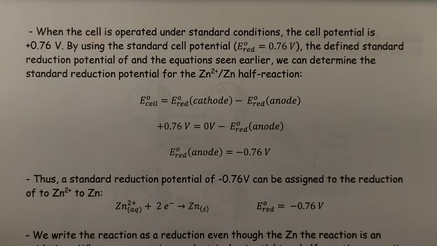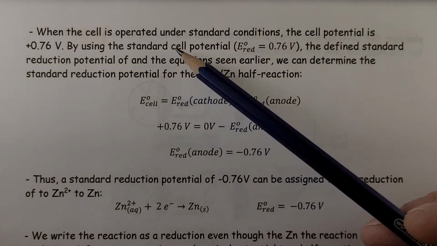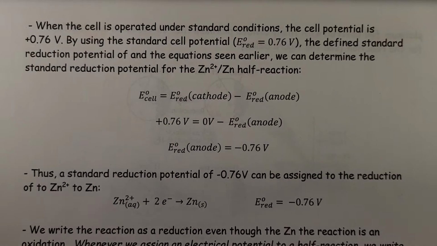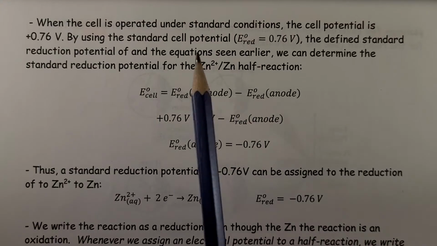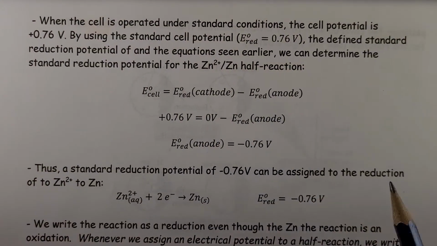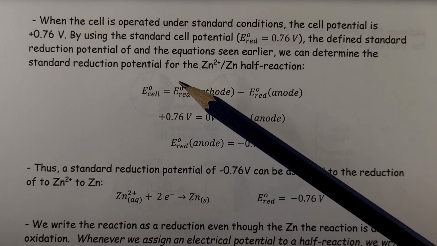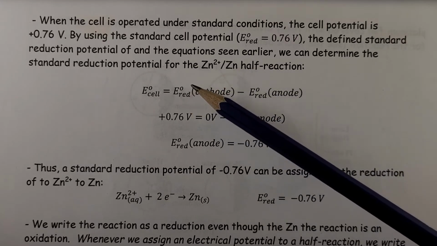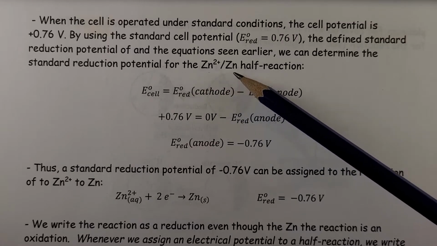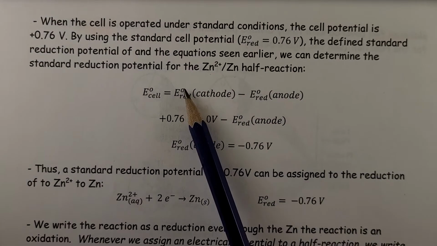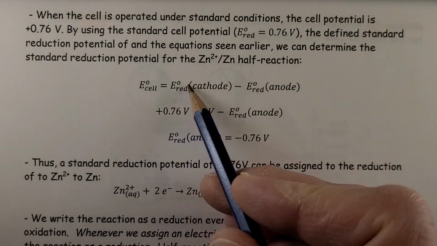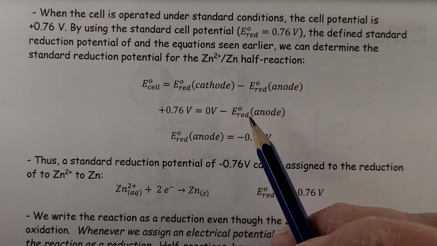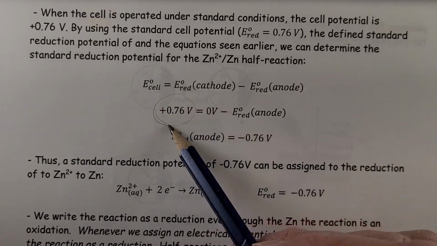All right. If we look at the next page, when the cell is operated under standard conditions, the cell potential is plus 0.76 volts. By using the standard cell potential, the defined standard reduction potential, and the equation we've seen earlier, you can determine the standard reduction potential of the zinc ion and zinc half reaction. So we look at the reduction at the cathode and the reduction at the anode and subtract. So we found the overall voltage.